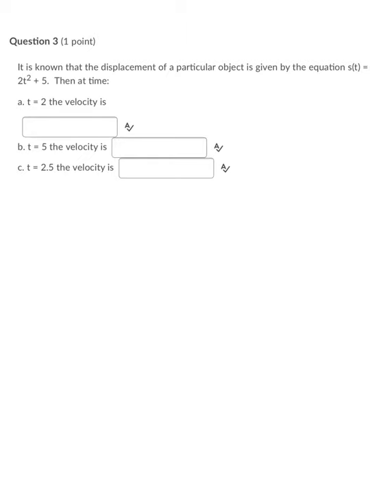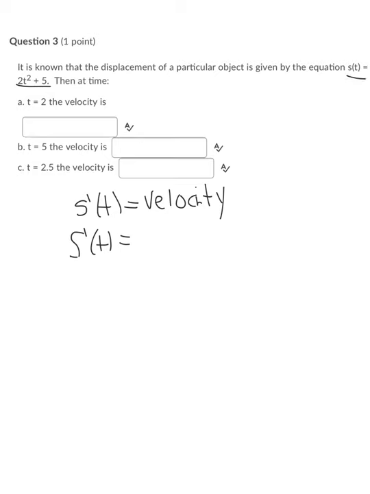Now we know that the derivative of our displacement function, so s prime of t, is equal to our velocity. So we are going to have s prime of t is equal to the derivative of our function up here. Again, you could use your first principles or you could use the rules that you found. You have a coefficient of 2 times an exponent of 2. That will give me 4t, instead of squared, it's going to be to the exponent 1 because we are lowering it by 1. And then the plus 5 is going away.